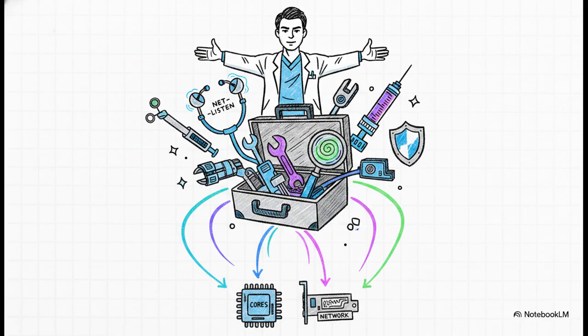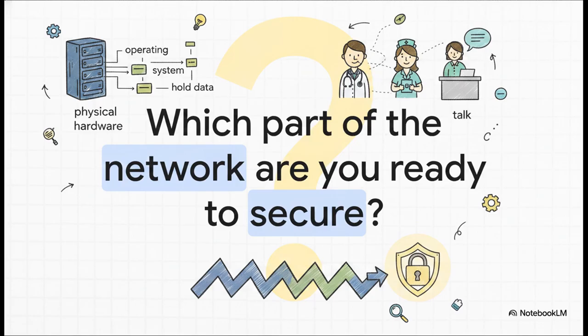But here is the secret. Every single one of those advanced tools relies entirely on the basic hardware functions we just learned about. Wireshark is just an application using the NIC to listen. Nmap is just an application using the CPU to calculate network paths. By taking the time to really understand the machine, you are no longer just memorizing tools, you're mastering the environment. You know how the doctor thinks, you know how the nurse holds the data, and you know how the receptionist talks to the outside world.